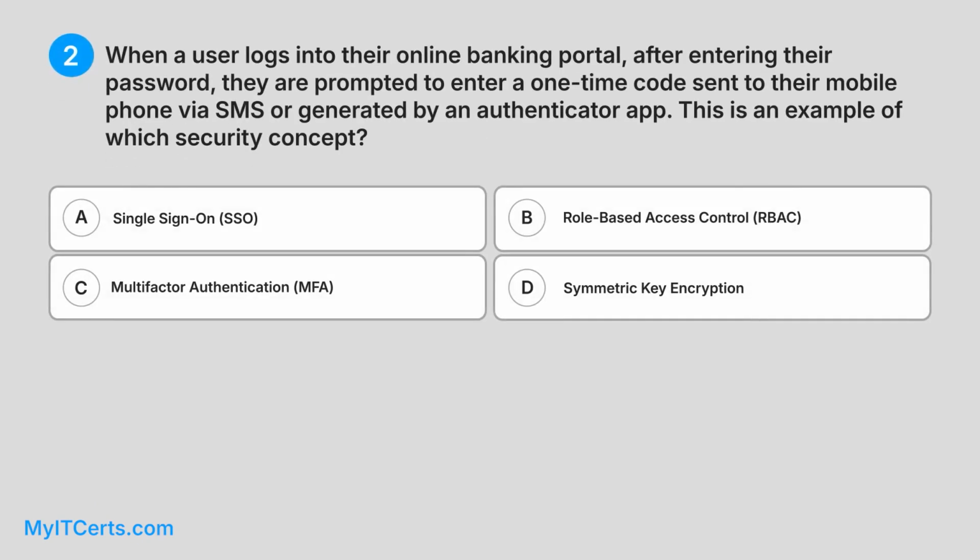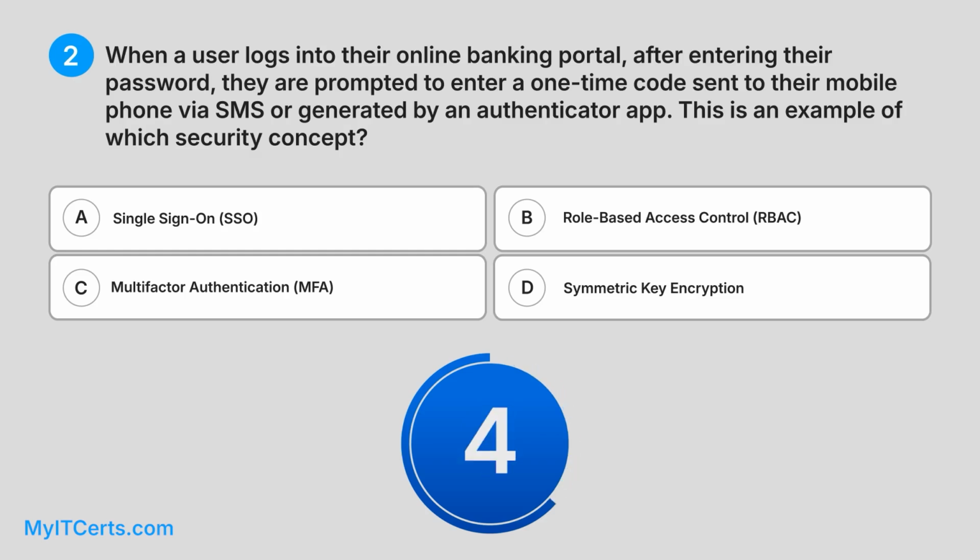2. When a user logs into their online banking portal, after entering their password, they are prompted to enter a one-time code sent to their mobile phone via SMS or generated by an authenticator app. This is an example of which security concept? A. Single sign-on, SSO. B. Role-based access control, RBAC. C. Multi-factor authentication, MFA. D. Symmetric key encryption.